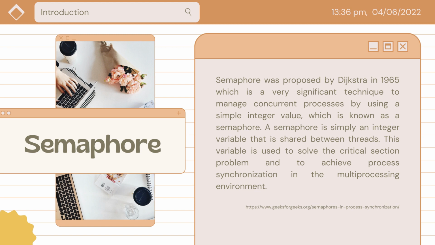Semaphores were proposed by Dijkstra in 1965, which is a very significant technique to manage concurrent processes by using a simple integer value, which is known as a semaphore. A semaphore is simply an integer variable that is shared between threads. This variable is used to solve critical section problems and to achieve process synchronization in the multiprocessing environment.